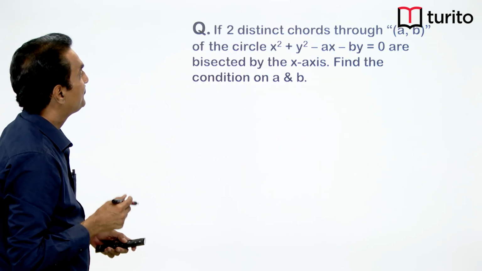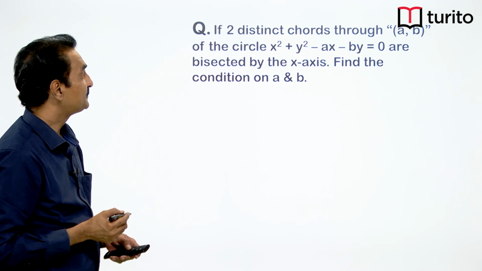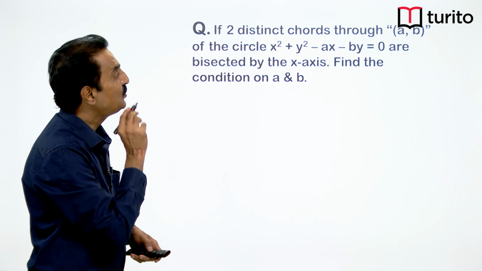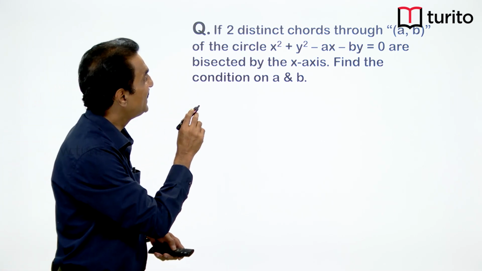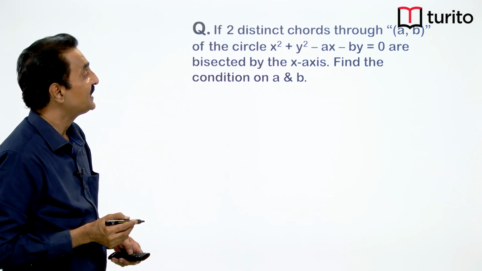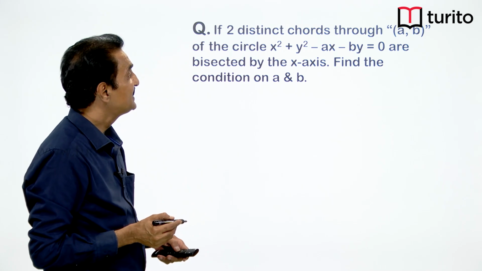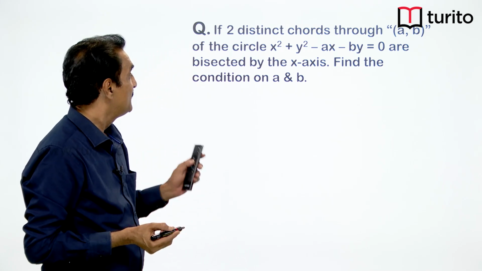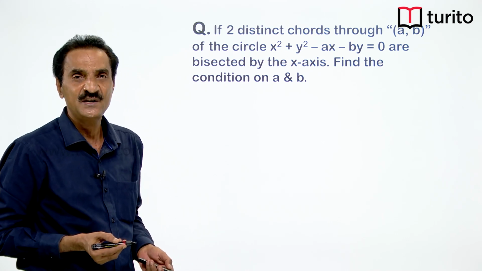Now again some question. If two distinct chords through the point A comma B of the circle x square plus y square minus ax minus by is equal to 0 are bisected by the x axis, then find the condition on A and B. It is actually a previous JEE question.